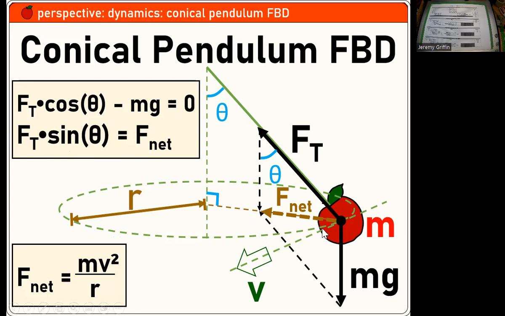Hey, is that apple in true equilibrium? No, because there's a net force on it, right? Anything that's moving in a circle cannot be in true static equilibrium because it's changing its direction, right? So there's a net force on it.